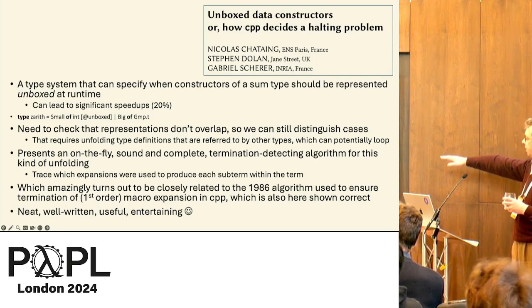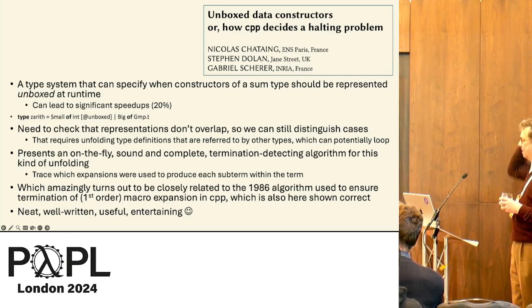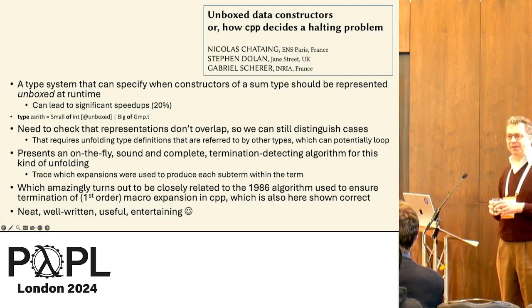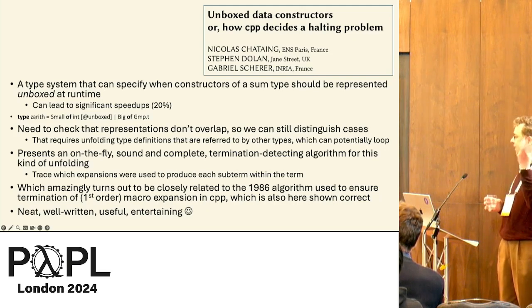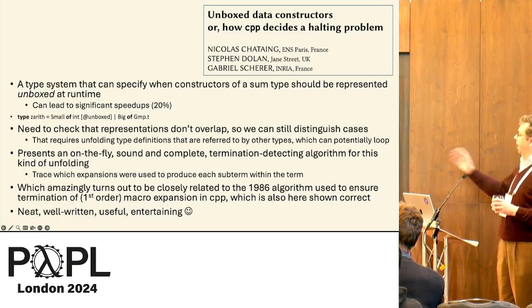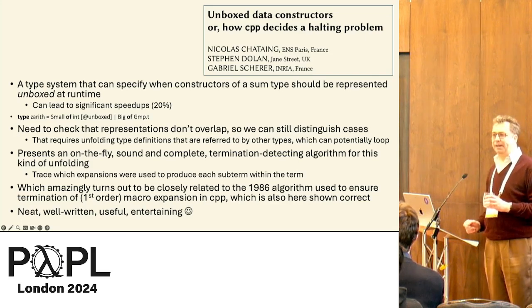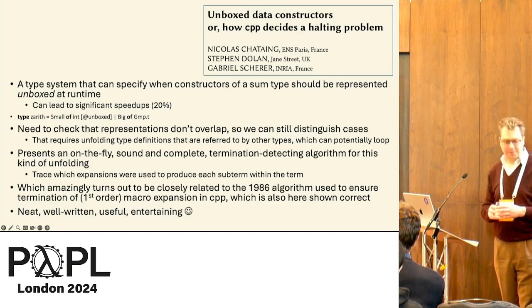So it seems like a novel algorithm, but then amazingly, it turns out that this is essentially the algorithm which CPP has been using since 1986 to ensure the termination of macro expansion, which is also here shown to be correct. And this is unrelated to the other three, which are all in the same space, but I will say this is neat, it's well written, useful, and entertaining. So it's a very easy read, and I recommend you read it.